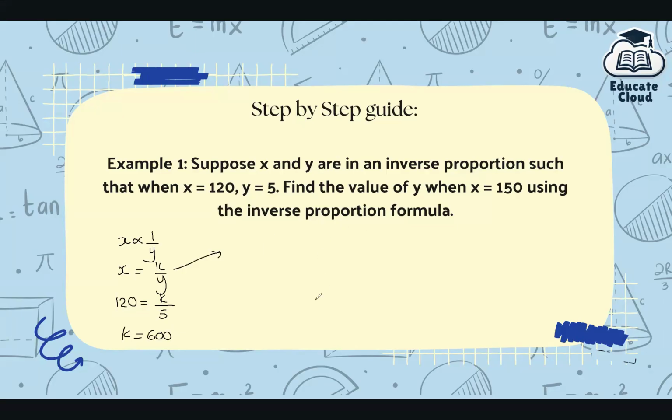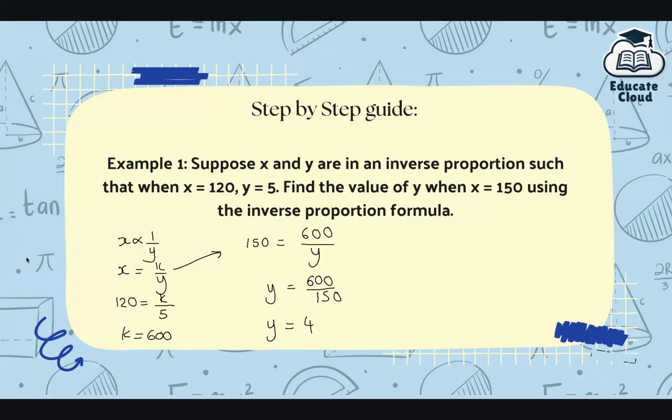So we're now finding the value of y when x is 150. Okay, so when x is 150, you'll have 600 over y, and we want to find out what that y is. So we're going to do 600 over 150. So 600 over 150, that's just 4. And so our y in this is 4.